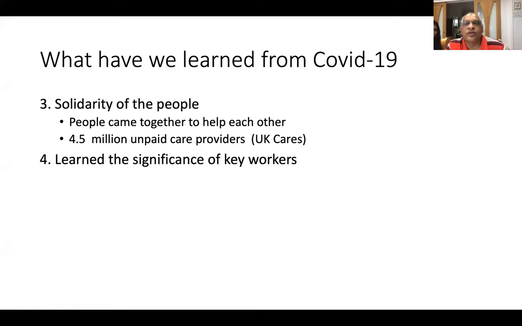Have we learned something from COVID-19? We have learned a very important thing about us. That is the solidarity of the people. People have come together to help each other. They have formed a large number of groups to help each other. And a report today I saw on the BBC by UK Cares says that there are 4.5 million unpaid care providers. They are basically helping their relatives. They left their homes to help their elderly and sick relatives. And another important thing is we learned the significance of the key workers.